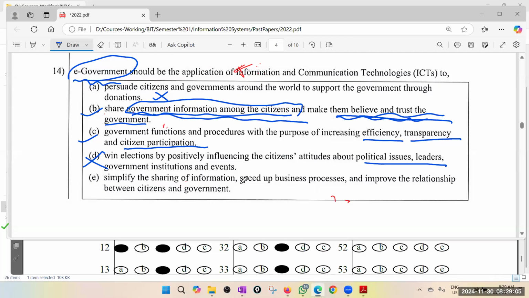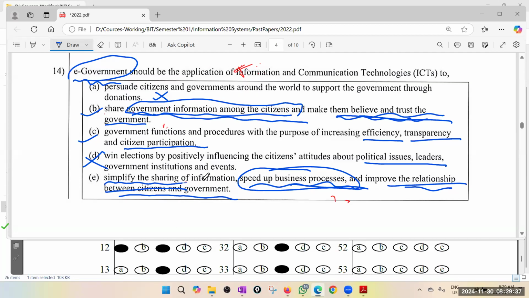Simplify the sharing of information, speed up business processes, and improve the relationship between citizens and government. But it says speed up business processes. Improve the relationship between citizens and government is okay. But what about speed up business processes? Because the idea is government must not do any business. Okay, this is maybe B2C. Simplify and sharing information, that part is okay. But what is meant by speed up business process? That is business to customer, business to government. So I say no.